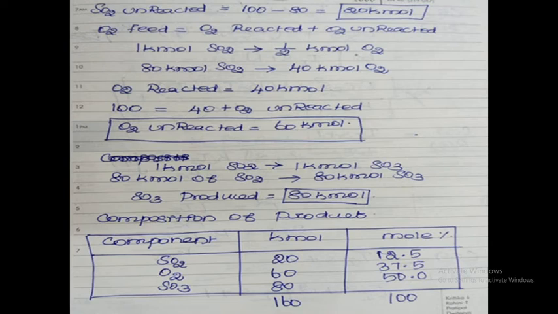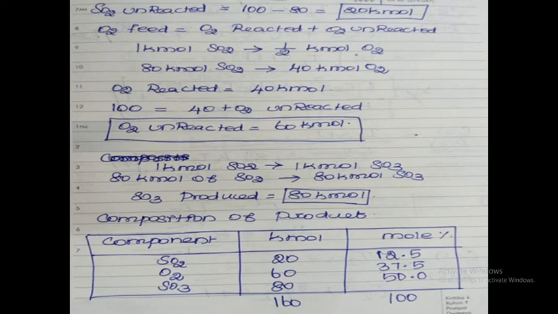So what is the final term? The objective of this problem is the composition of the product stream on a mole basis. You should make a table with the components, kilomole, and mole percentage. The components are SO2 and O2, which are unreacted, and the main product SO3, which is produced. The kilomoles from the problem: SO2 unreacted 20, O2 unreacted 60, SO3 produced 80. What about the total kilomole? 80 plus 60 plus 20, totally 160 kilomole.